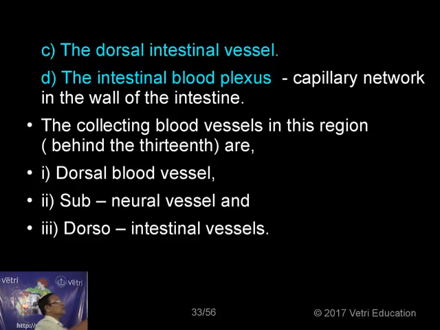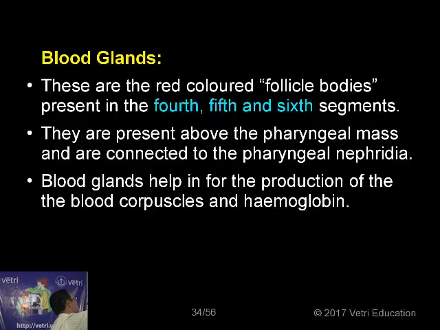All others are only the distributors formed by the minute branches. Remember that one. Now we have the blood glands. See, there are no red blood corpuscles, but we have the blood cells formed in the blood circulating. And we have some glands present in segments 4, 5 and 6. They are called follicular tissues, arranged in the form of follicles. That's why they are called follicular tissues or follicle bodies.